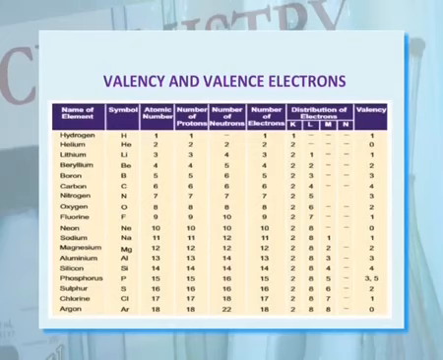These are the representations of different elements, their symbol, their atomic number, their valence electrons and the distribution of electrons in different shells.